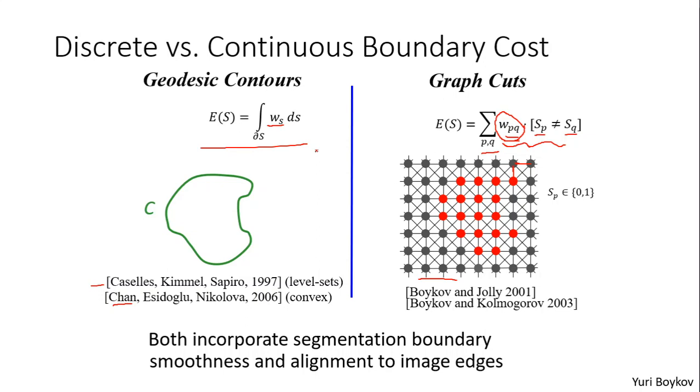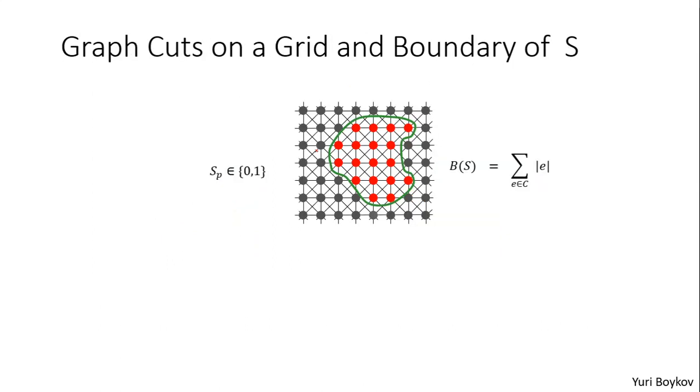Both incorporate segmentation, boundary smoothness and alignment to image edges. So since we are trying to minimize this cost, you will not have a very wiggly edge but a smoother edge. Okay, so now you can see the meaning of that when the cut is seen as that. Okay, so graph cut on a grid and boundary of S. There are labels for each pixel P. You can have a label either 0 or 1. So this is a binary thing.